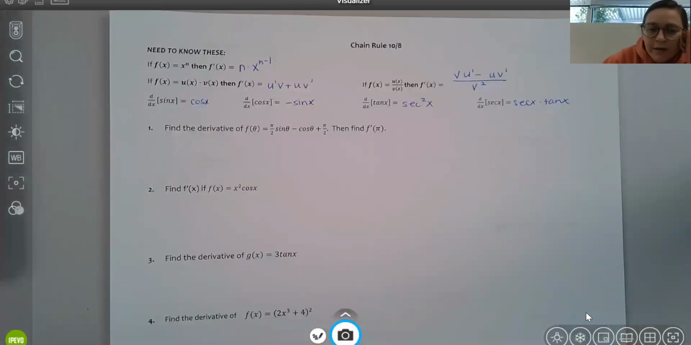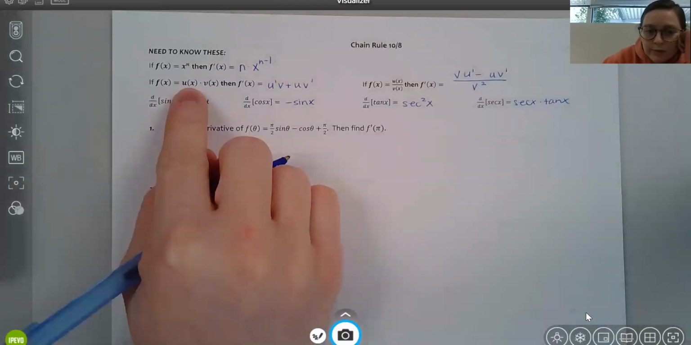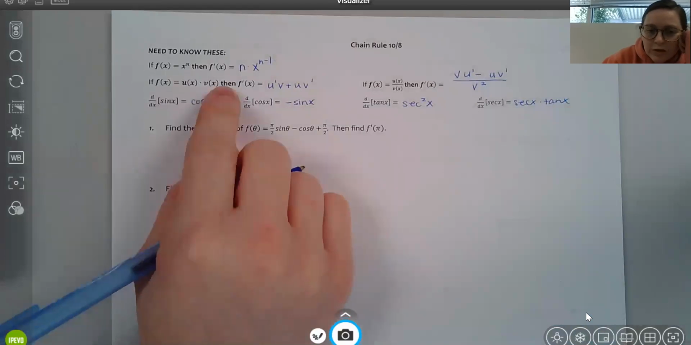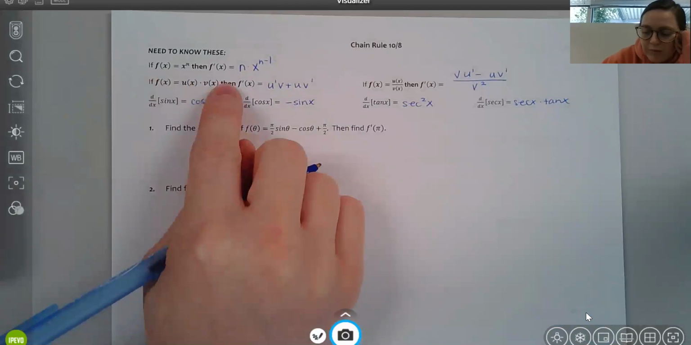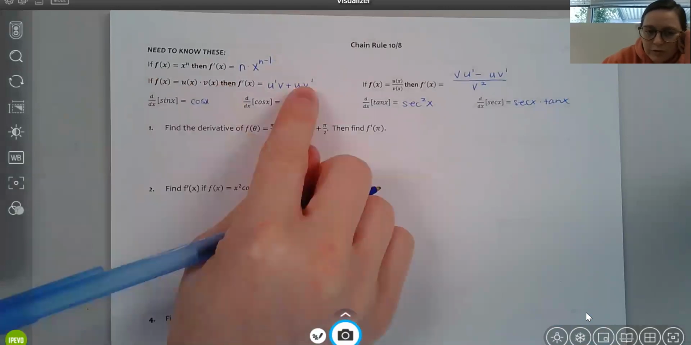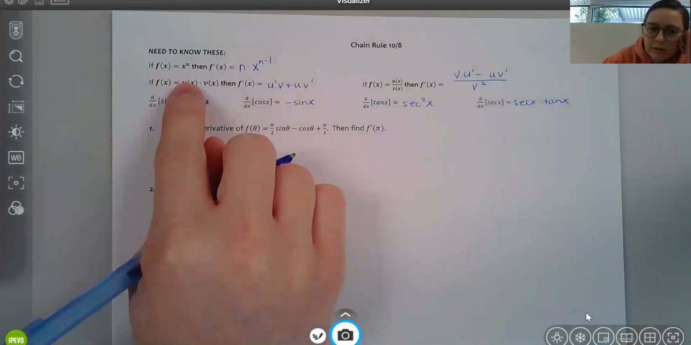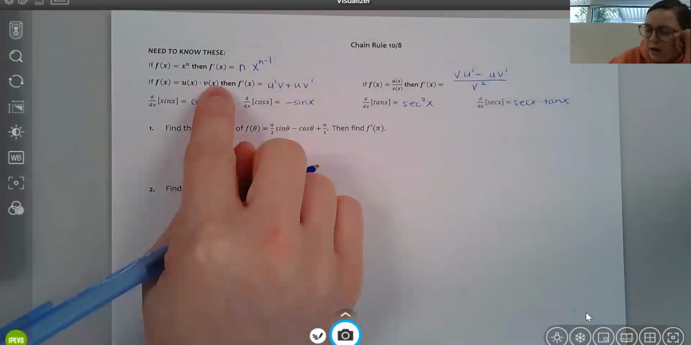Now, if I have two functions multiplying by each other, and I want to take the derivative of that, then we would use product rule, which is u prime v plus u v prime. So derivative of the first one, leave this one, plus leave this one, derivative of the other one.